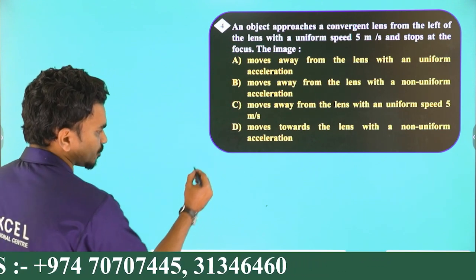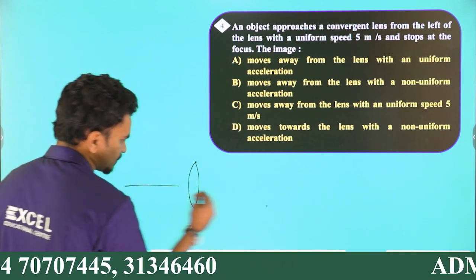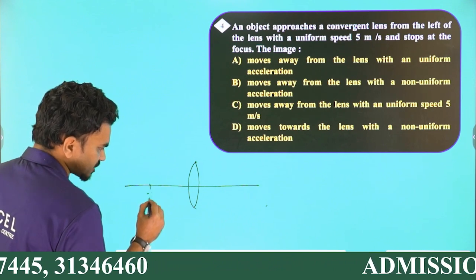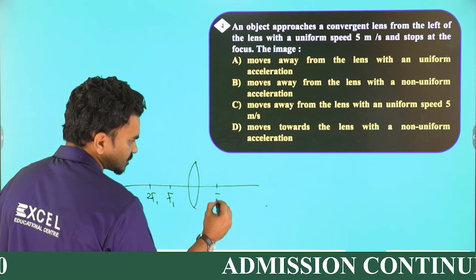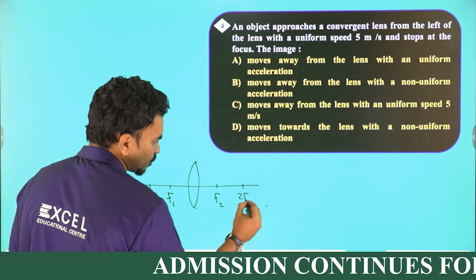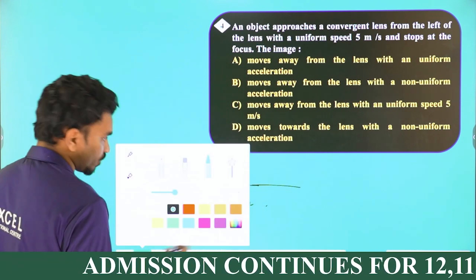Yeah. So here there is a convex lens, and its principal axis. Let me mark some points called 2f1, this is what we called f1, this is what we called f2, and this is what we called 2f2. Now, what are you thinking?